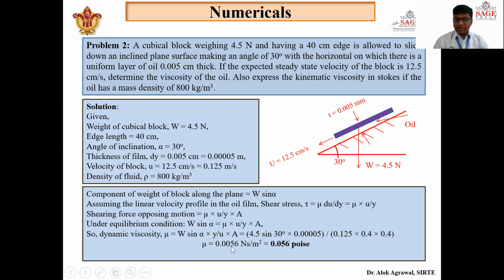Now we have to calculate the kinematic viscosity. We know that kinematic viscosity is the ratio of dynamic viscosity and density. Substituting the values of dynamic viscosity and density given in the problem, we get kinematic viscosity as 7 into 10 to the power minus 6 meter square per second. But here we have to calculate the kinematic viscosity in Stokes. So we multiply it by 10 to the power 4 to convert meter square per second into centimeter square per second. This centimeter square per second is known as Stokes. This is the CGS unit of kinematic viscosity. So we get kinematic viscosity as 7 into 10 to the power minus 2 Stokes.